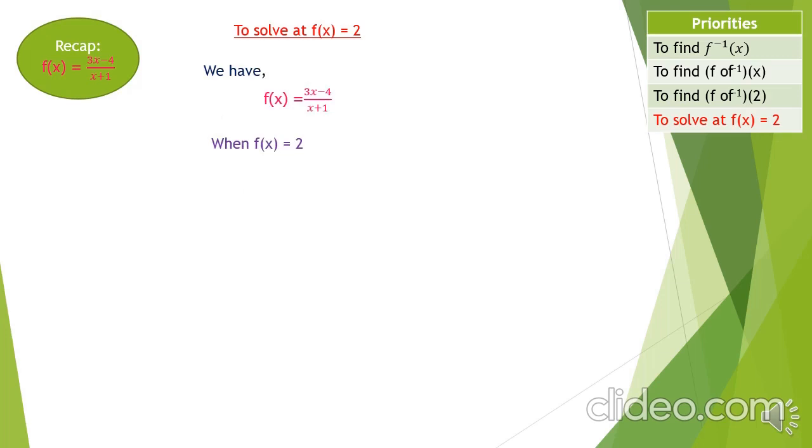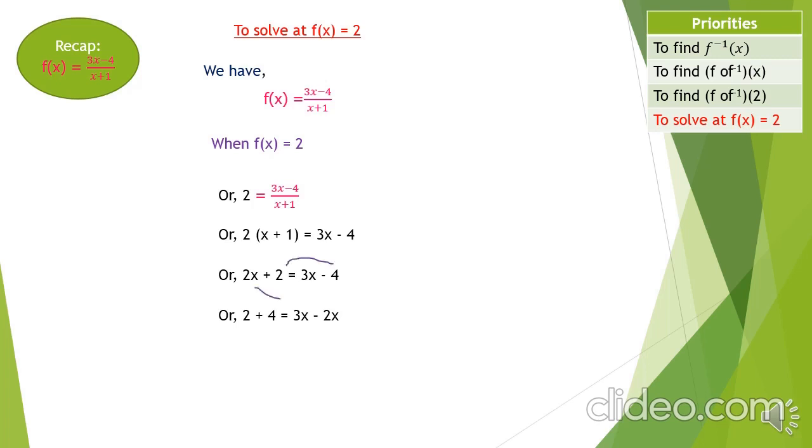We put the value of fx: 3x minus 4 by x plus 1 equals 2. On cross multiplication, 2 times x plus 1 is equal to 3x minus 4. 2x plus 2 is equal to 3x minus 4. Or you can see 2 plus 4 goes to the left hand side, and 2x comes to the right hand side. Now 6 is equal to x. Therefore x is equal to 6.